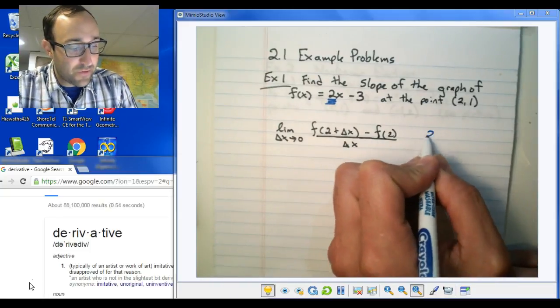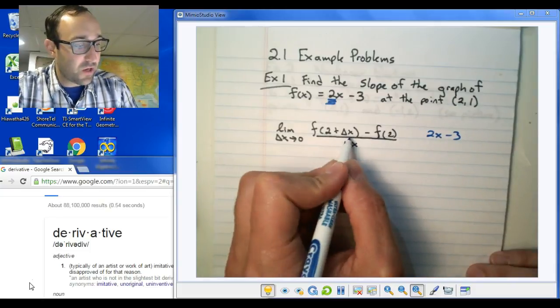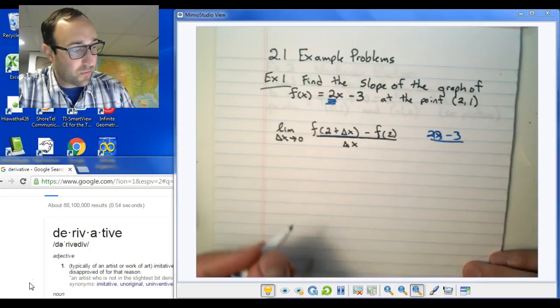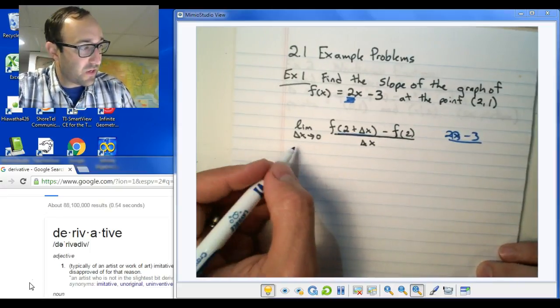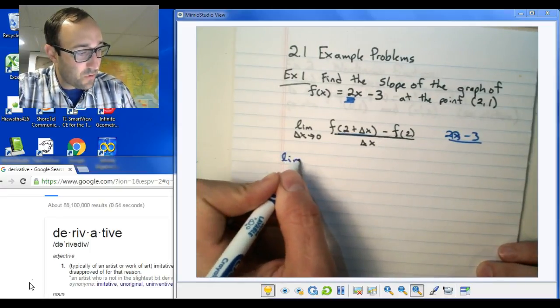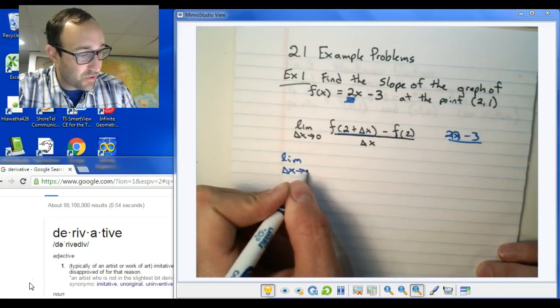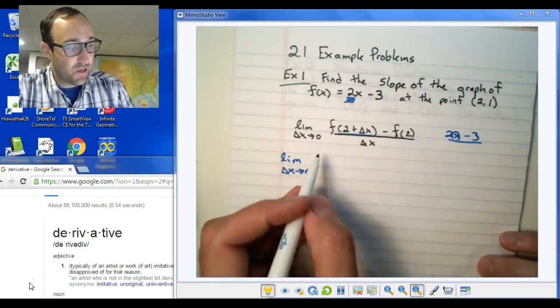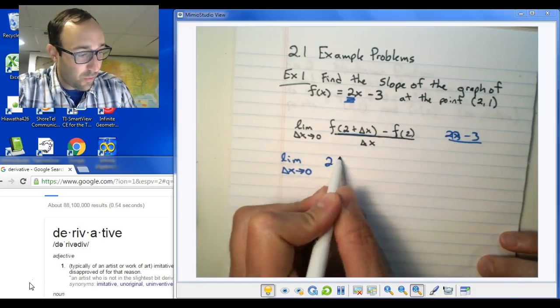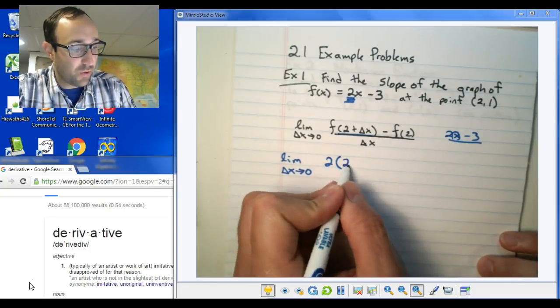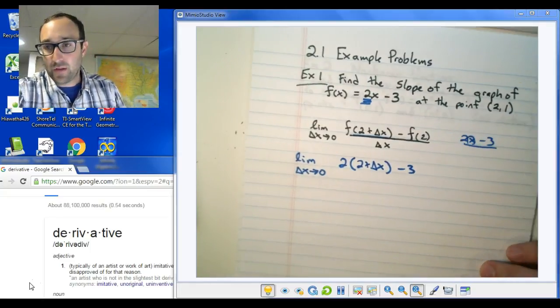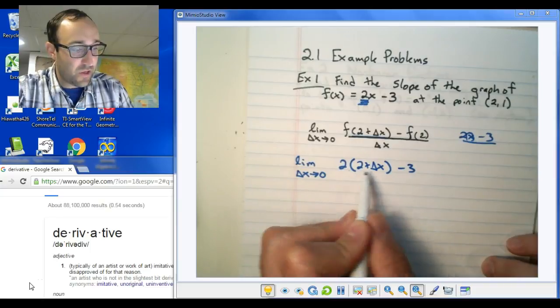So remember that it's 2x minus 3, and what we're going to do is take all this stuff and put it in for the x, right? So we're going to say this is the limit as delta x approaches 0, and now we're going to replace the x's with 2 plus delta x. So I'm going to start with this 2, parentheses, replace the x, 2 plus delta x, minus 3, right? Everything stays the same, this just replaces the x.